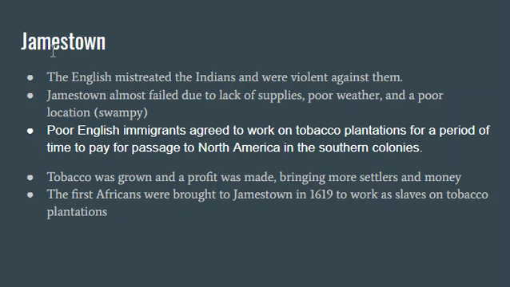Eventually, Jamestown did succeed, and the big reason why is tobacco. Tobacco was grown and a profit was made, bringing more settlers and money. And eventually, they needed lots of labor. They needed people to work, and the first Africans were brought to Jamestown in 1619 to work as slaves on tobacco plantations. So we talked about the poor English immigrants who came, who would work for a period of time, but eventually, if they worked for 4 years, they would no longer have to work. So they started turning to Africa and getting slaves.